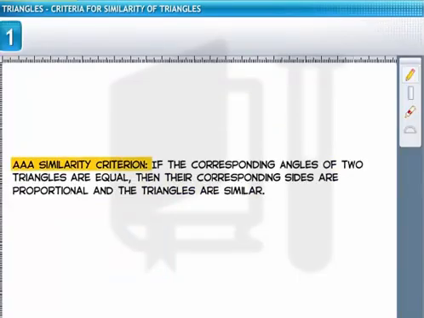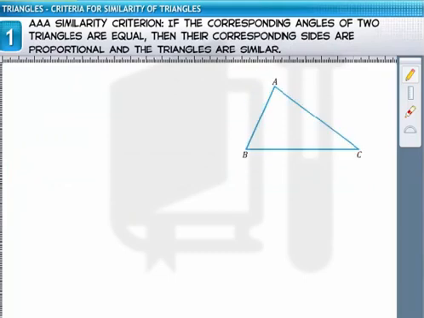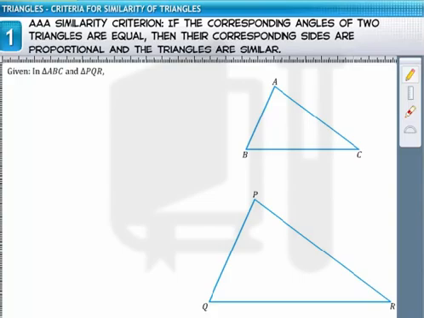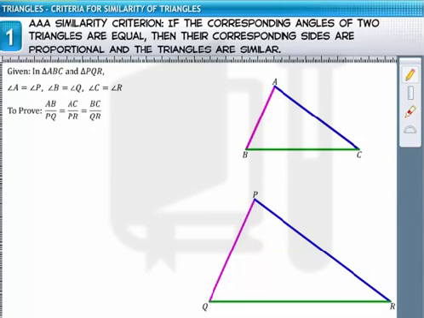By the AAA similarity criterion, if the corresponding angles of two triangles are equal, then their corresponding sides are proportional and the triangles are similar. Let's consider two triangles, triangle ABC and triangle PQR. Here angle A is equal to angle P, angle B is equal to angle Q, and angle C is equal to angle R. In order to prove that triangle ABC is similar to triangle PQR, by the AAA similarity criterion, we'll prove that the ratios of sides AB and PQ, AC and PR, and BC and QR are equal.